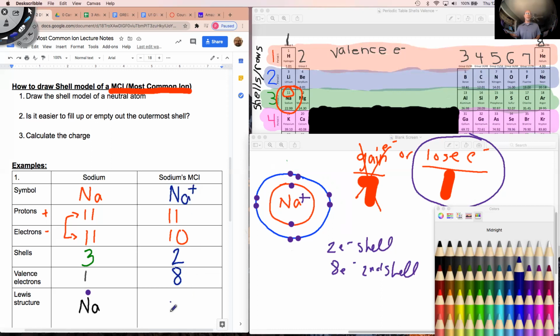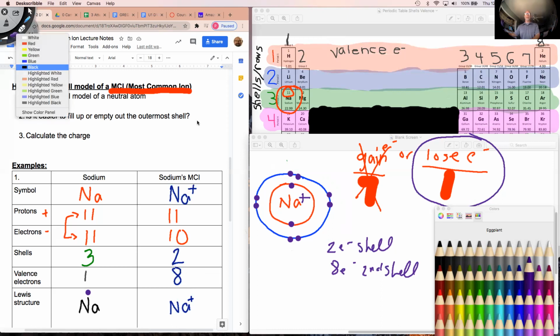And what would our Lewis structure be? Our Lewis structure would be the symbol with the number of electrons around it, which would be 1, 2, 3, 4, 5, 6, 7, 8.